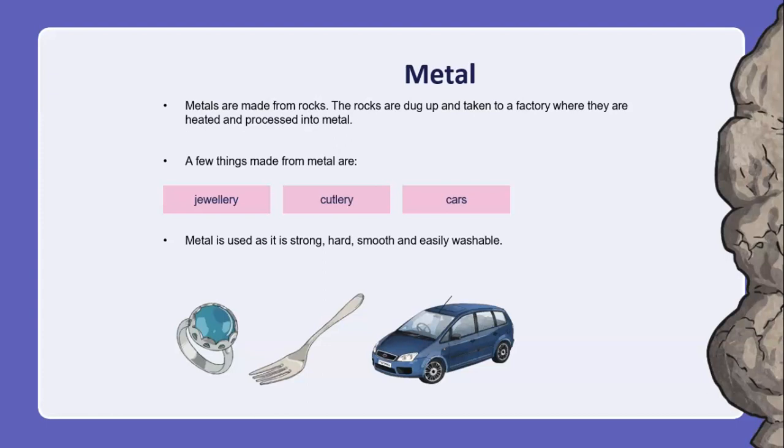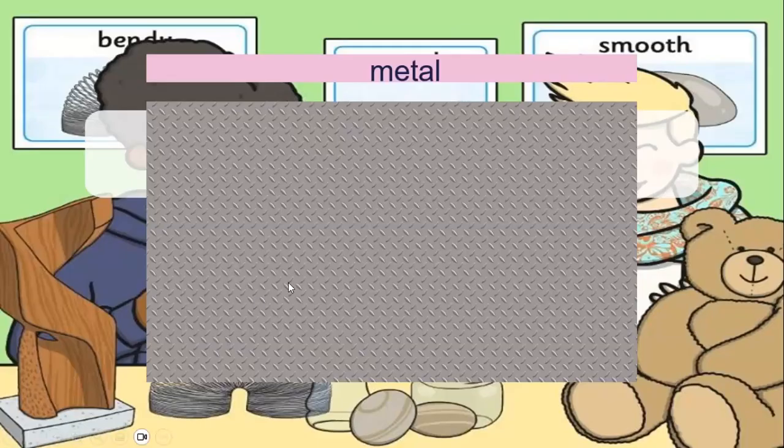All right. Next up, metal. Metals are made from rocks, right? The rocks are dug up and taken to the factory where they are heated and processed into metal. Some examples of things that are made from metal are jewelries, cutlery, and cars. We choose metal because it's strong, hard, and of course, easily washable. All right. So one picture of metal is here.